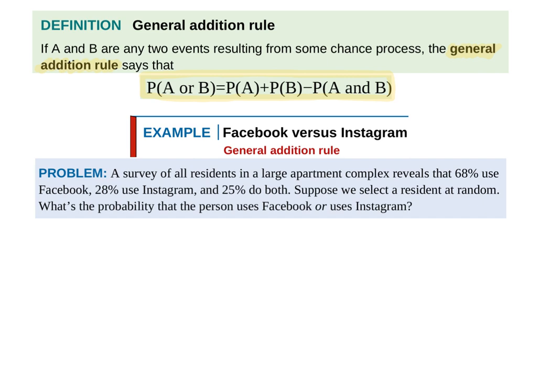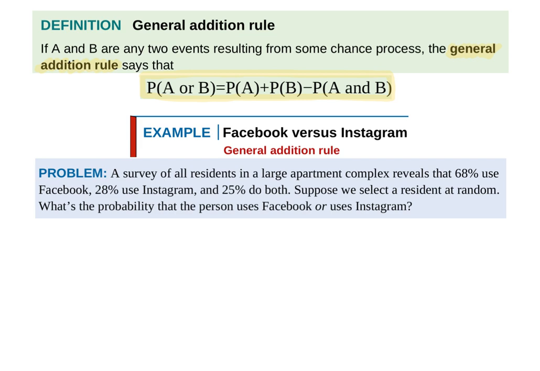One last rule for you here, and that is the general addition rule. So that says if you have A and B, which are 2 events resulting from some chance process, the general addition rule says that if you want the probability of A or B, you can find that by taking the probability of A, adding it to the probability of B, and subtracting the overlap of those two. So the probability of A and B happening.